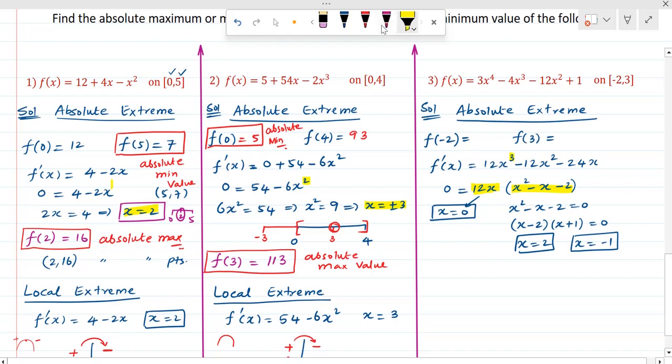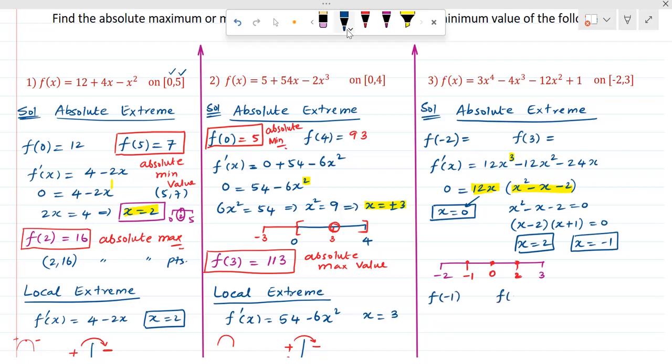Now our task is to check whether all the critical values are inside the given interval. The given interval is minus 2 to 3, and the critical values we got are 0, which is inside, minus 1, which is also inside, and 2. So all the critical values are inside the given interval. I have to discuss all, so I will calculate f of minus 1, f of 0, f of 2. All the values I have to find.